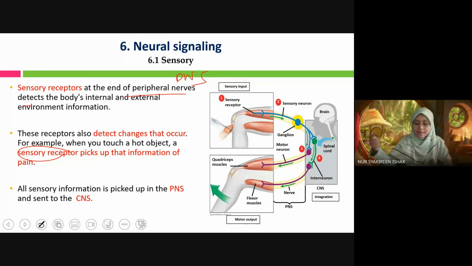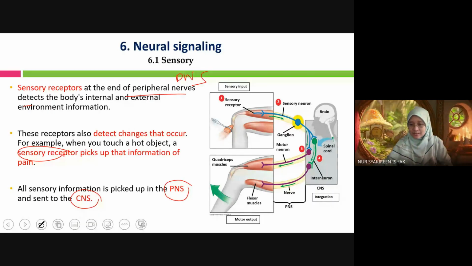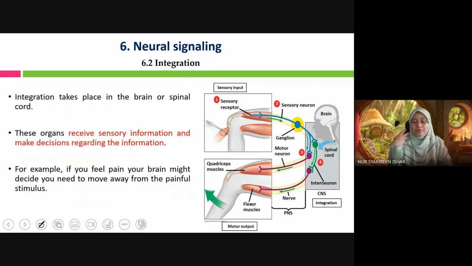So all sensory information is picked up in the peripheral nervous system by the sensory neurons and sent to the interneurons in the central nervous system. And then what happens next is the integration. That information, that electrical signal, will be sent to the brain or the spinal cord.